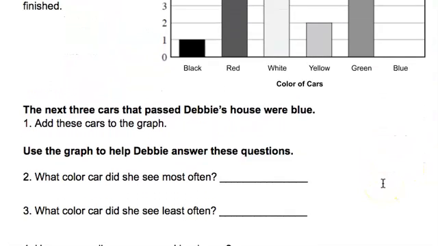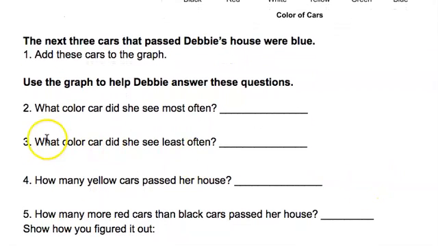Then you're going to use the graph to help you answer these questions. What color did she see most often? What color did she see least often? How many yellow cars passed her house? And how many more red cars than black cars passed her house? Don't forget how you figured that out. That's a 2-step problem.